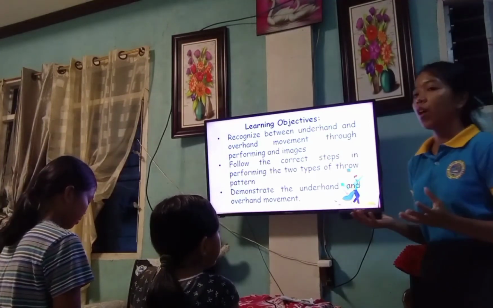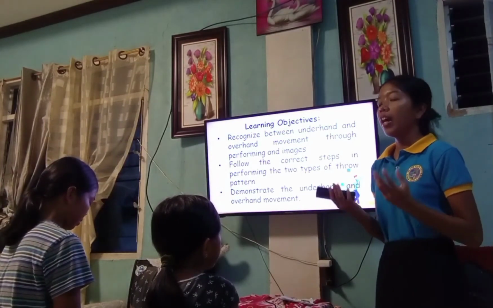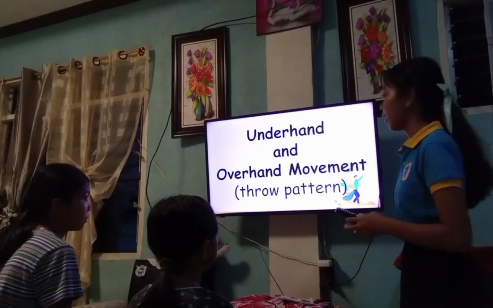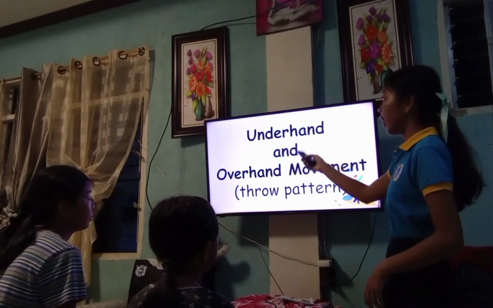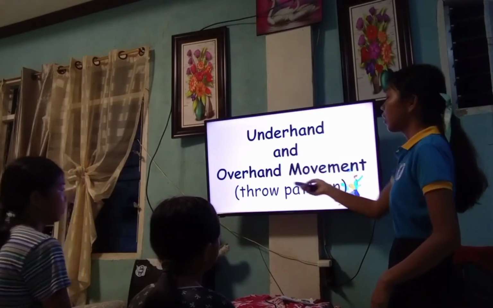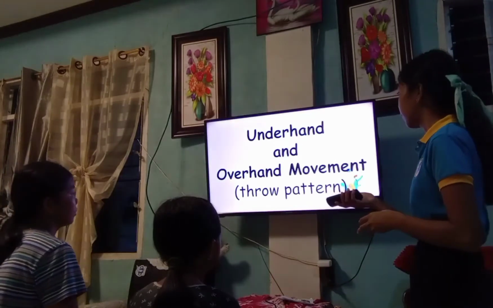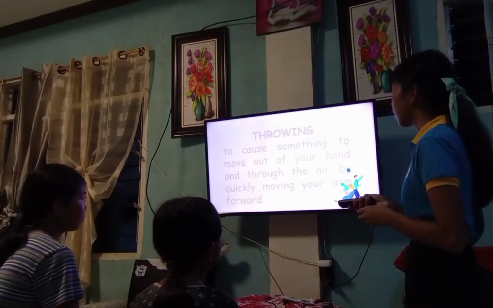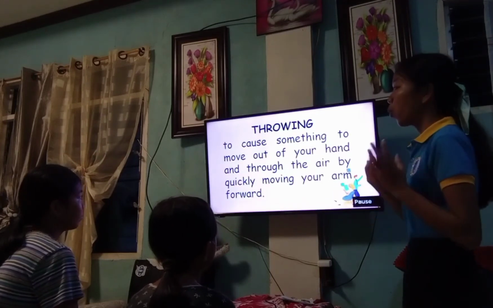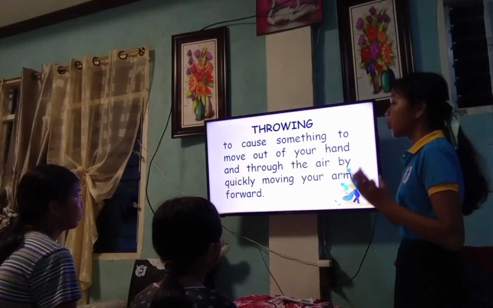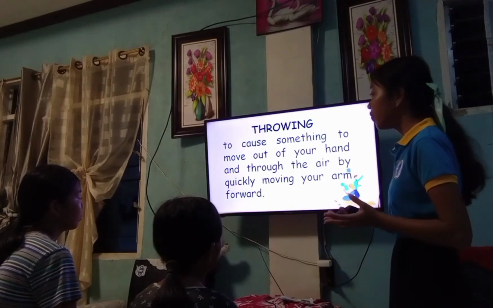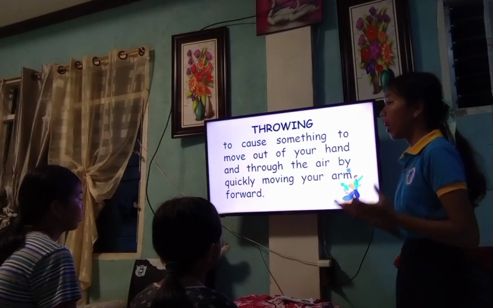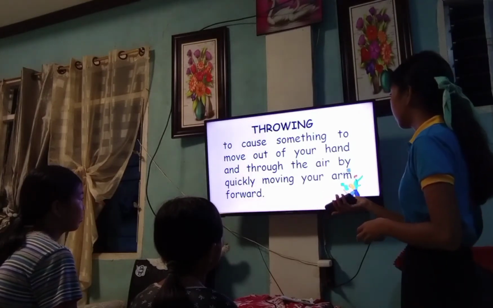Okay, our lesson is all about the underhand and the overhand movement, which is throw pattern. So what is throwing? Throwing is to cause something to move out of your hand and through the air by quickly moving your arm forward.